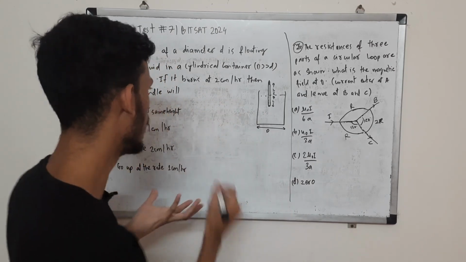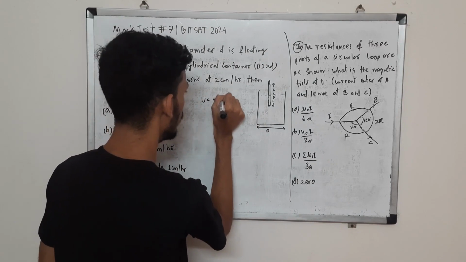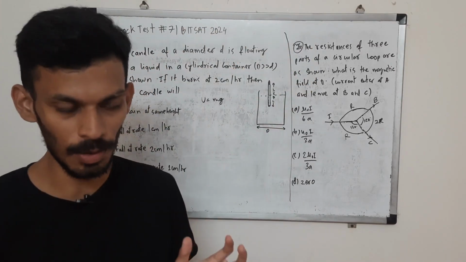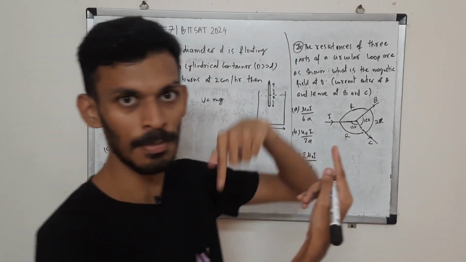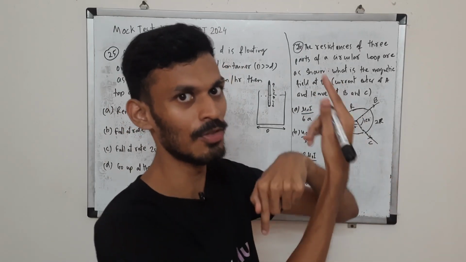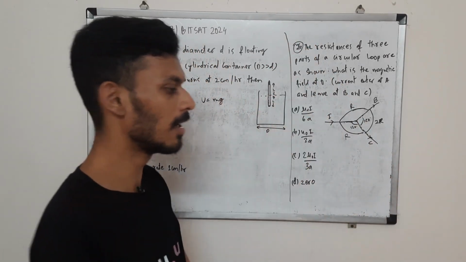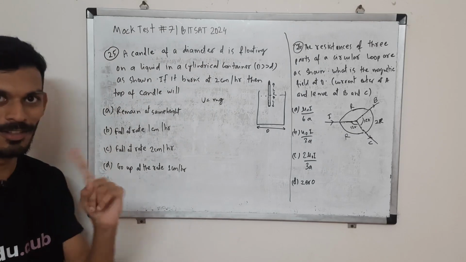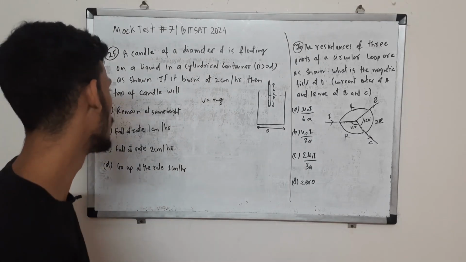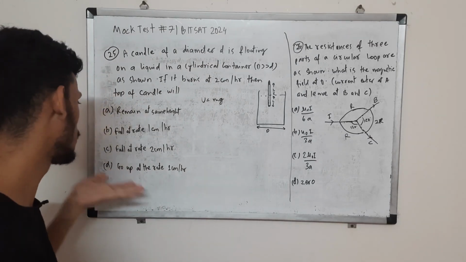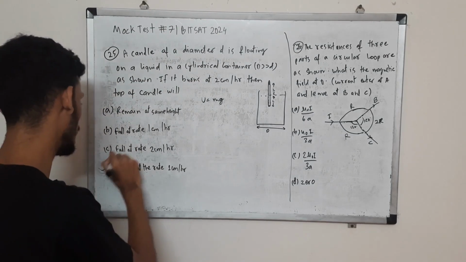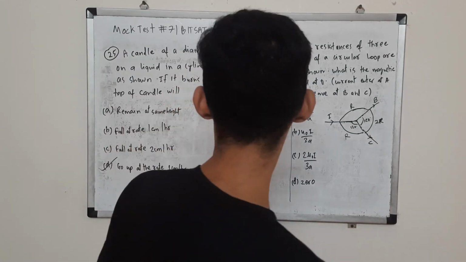Initially upthrust and mg are balanced. But when a part of the candle is burned out, the upthrust is the same, but mg has decreased. So the upward force is more. So the candle will go up. Only one option says that the candle goes up, and one has to be correct. So option D is correct. But that is not the way I'm going to do this.